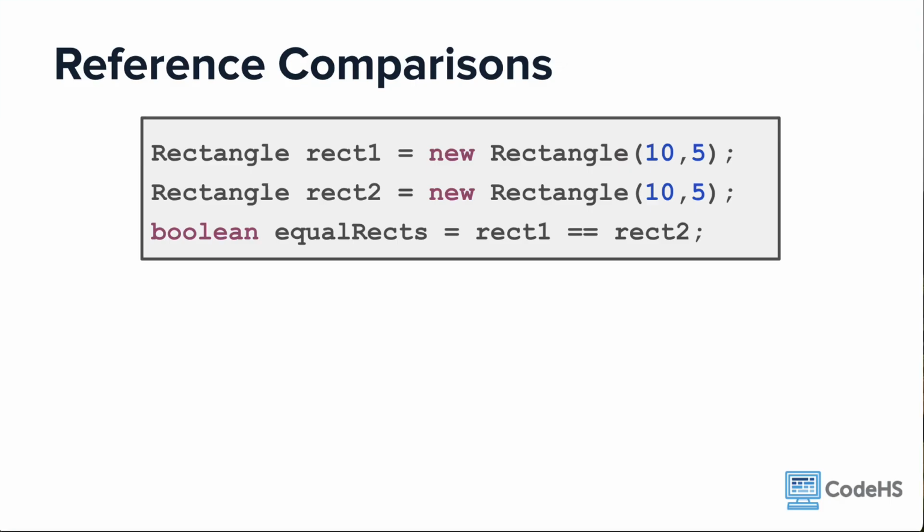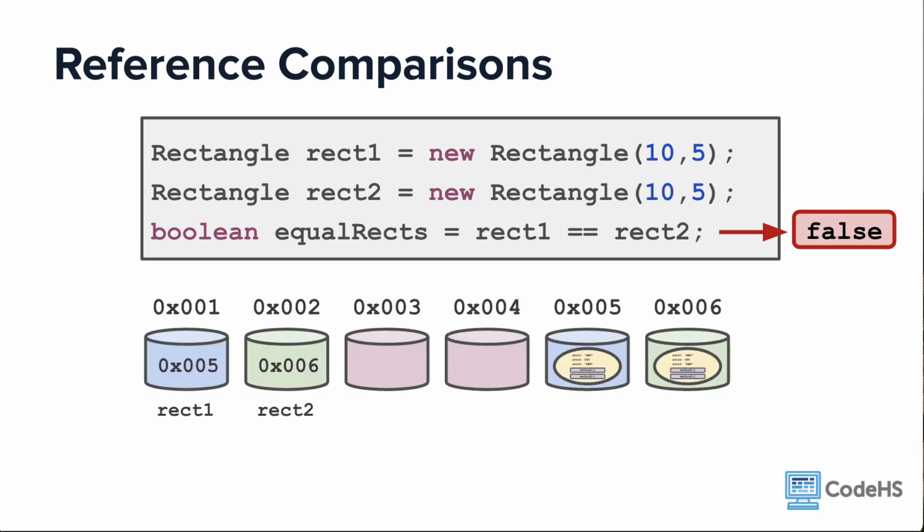Here you have code that creates two rectangle objects. Even though rect1 and rect2 have the same values for width and height, when you use the double equals to compare them, the expression evaluates to false. This is because the double equals is comparing the two objects' memory addresses rather than the objects themselves. You can see this depicted in the computer memory visualization below, which clearly shows that the memory addresses stored in the two variables are not the same.